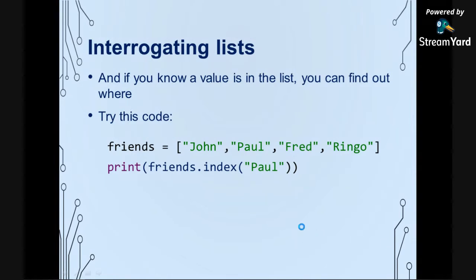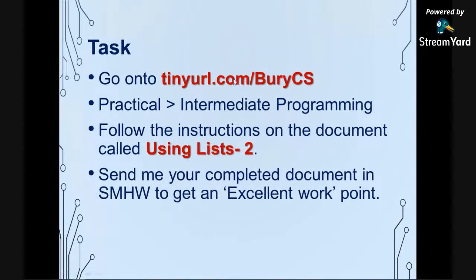Okay. So our next thing that I would like you to do is go onto the tinyURL, go into Practical Intermediate Programming. Last week we looked at a document called Using Lists. This week I'd like you to go on to Using Lists 2. I don't know if that was last week or the week before, but whichever it was, I want you to go on to the next one. There is an extra one in there that wasn't there last time. So please send me your completed document and show my homework, and then I will give you an excellent work point.